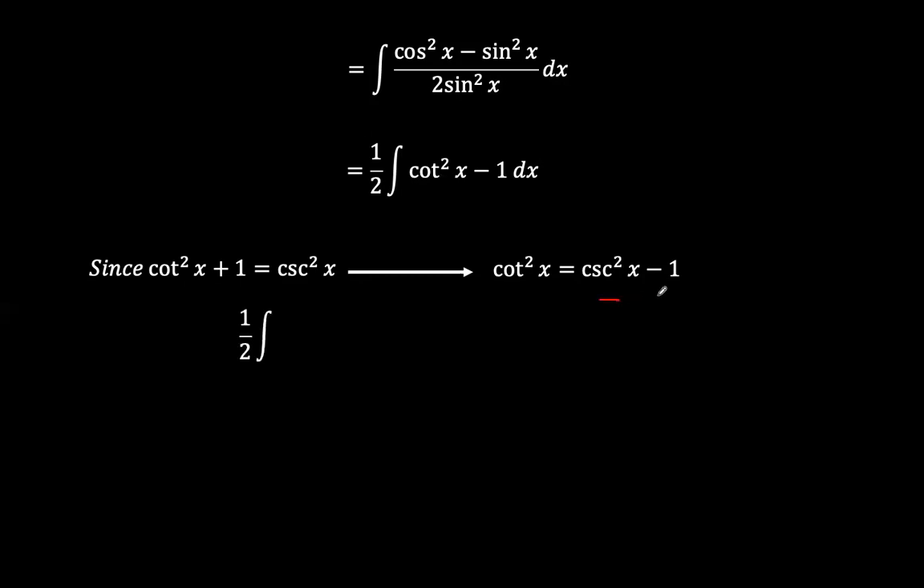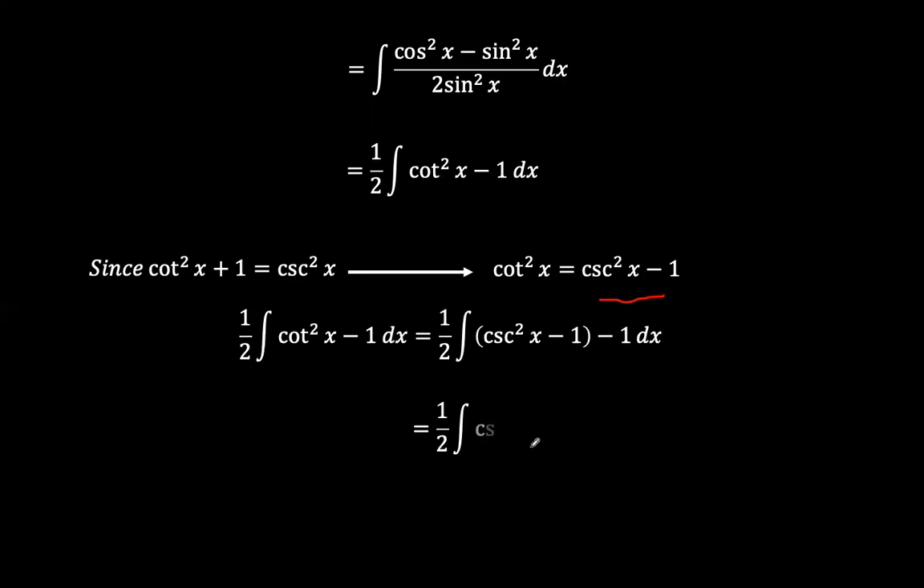If we plug this into our integral, we have half the integral of cosec squared x minus 1 minus 1. That means we have half the integral of cosec squared x minus 2, and multiplying the half across, the integral of a half cosec squared x minus 1. The integral of cosec squared x is negative cotangent x, and we'll prove why that is the case later. The integral of negative 1 is negative x plus integration constant c. So this is the answer.